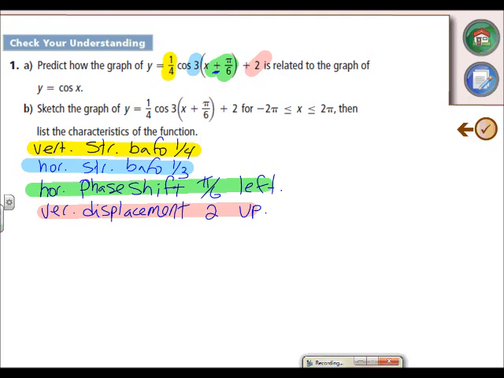Part A done. Let's look at part B. We're going to sketch this. The way to sketch it is to take each one, just like you saw in that last video part, going step by step, starting with the A, then the B, then the C, then the D, and translate it to graphic.